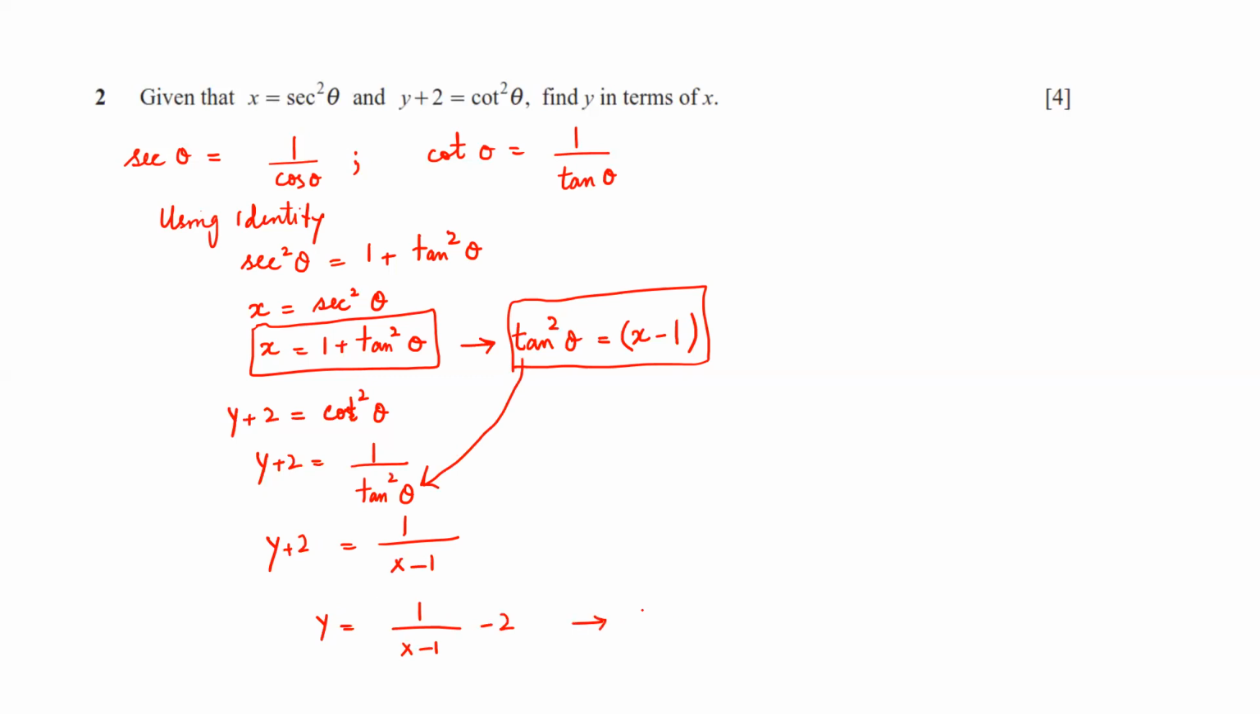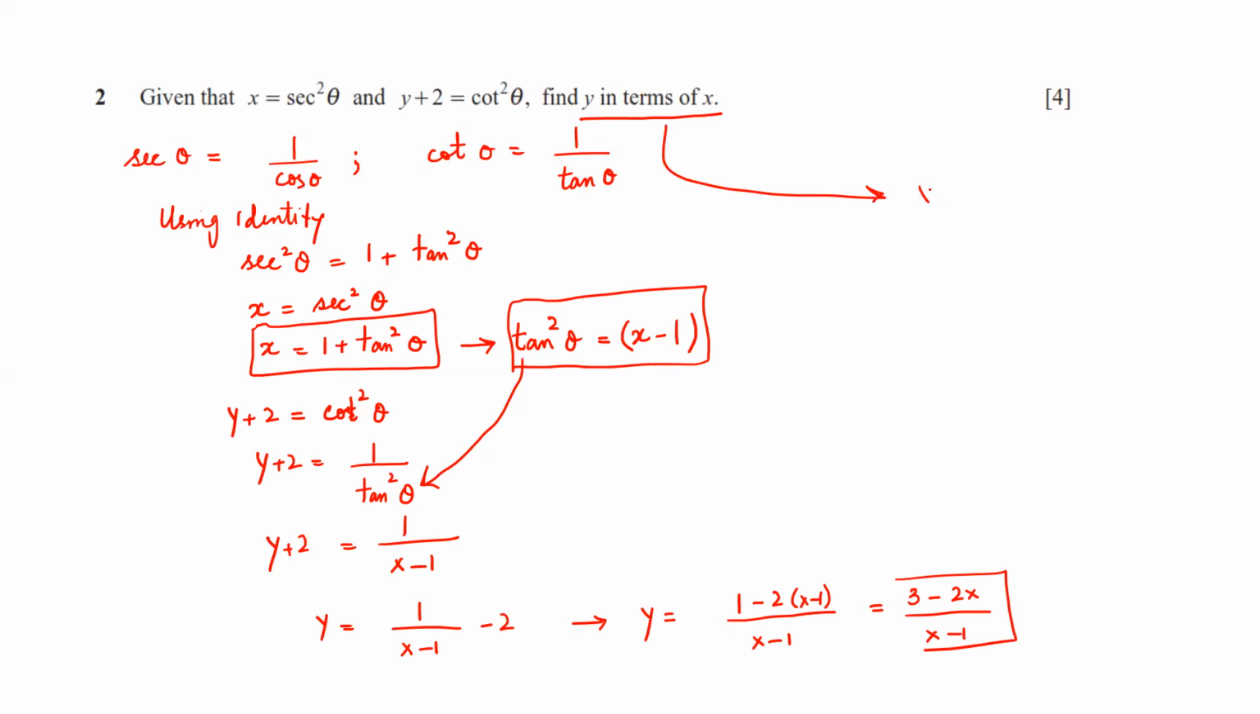And simplifying this, we get y is equal to 1 minus 2 into x minus 1 over x minus 1, and this gives me 3 minus 2x over x minus 1. Okay, so now we have to find y in terms of x. So y in terms of x is y equals 3 minus 2x over x minus 1. So this is our answer for this question.